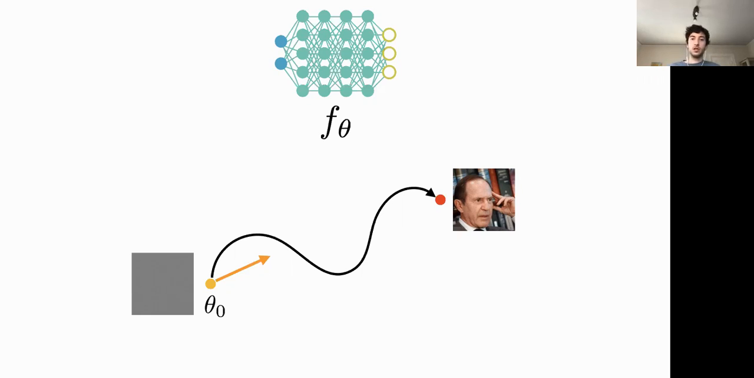Reptile, the other method we use, is a simplified version that is first order. And in practice, the algorithm is really quite simple. All you really do is you train the network so that you end up in some place like this red point, and then you just move your initial weights in the direction of that. So in practice, it's like a couple lines of code.